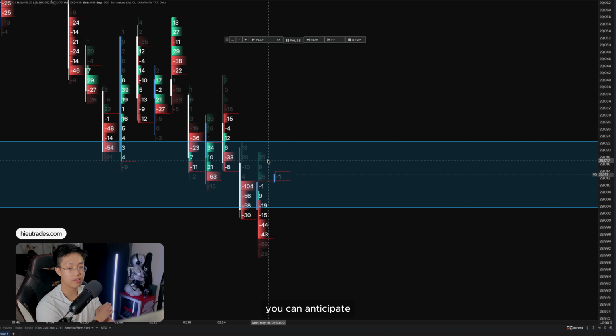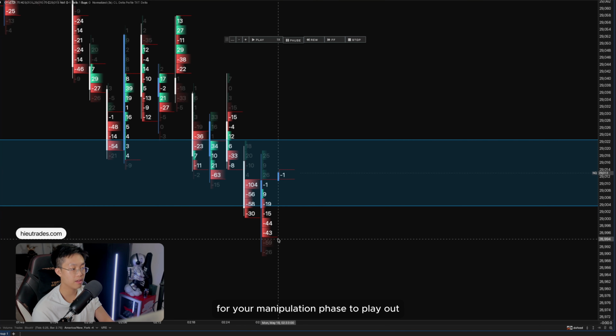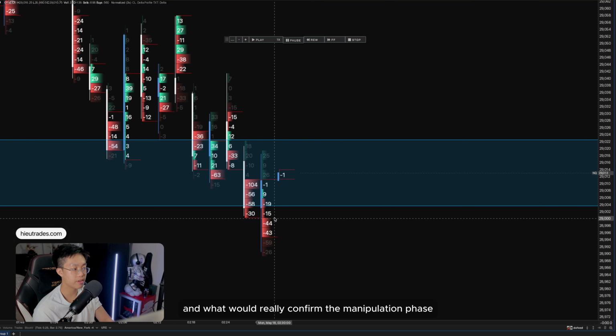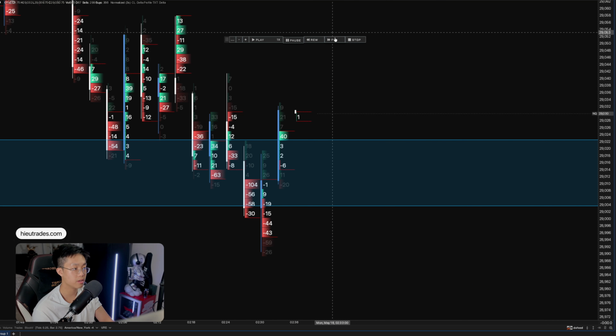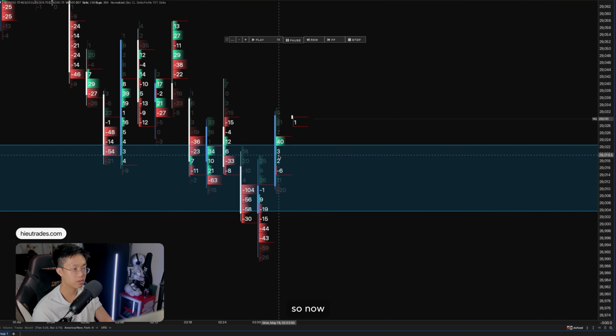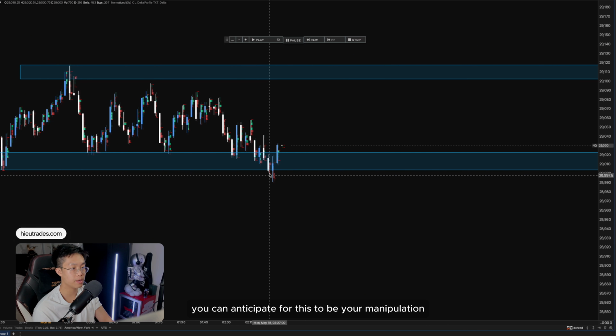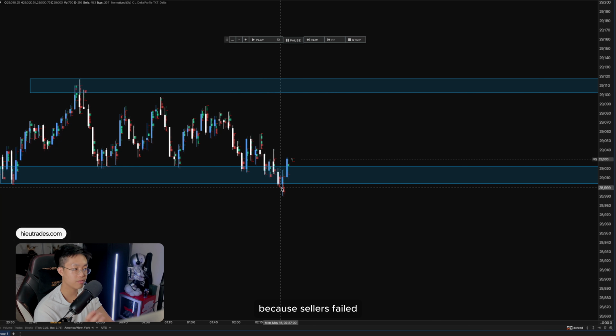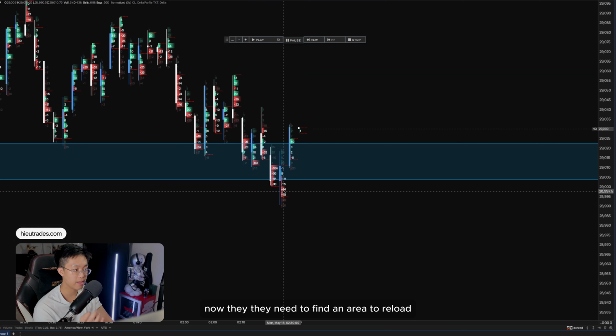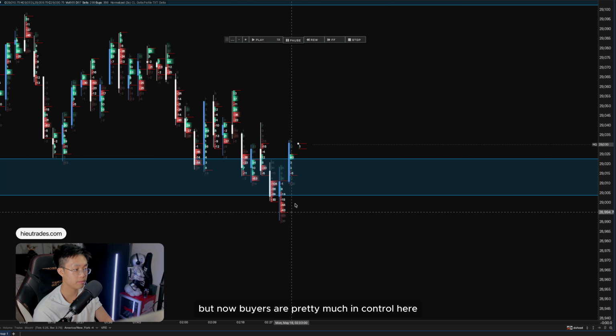So now you can anticipate your manipulation phase to play out. And what would really confirm the manipulation phase is if the secondary candle is able to follow through with buying initiation. And that is exactly what you get there. So now you can anticipate for this to be your manipulation and price to come back into this range high. Because sellers failed. They are pretty much exhausted now. They need to find an area to reload, but now buyers are pretty much in control here.